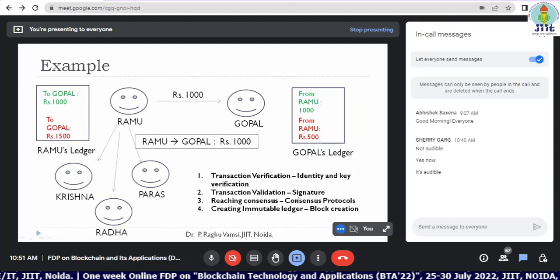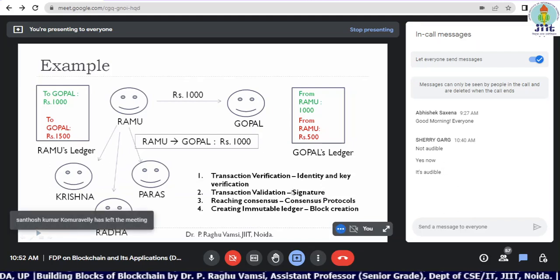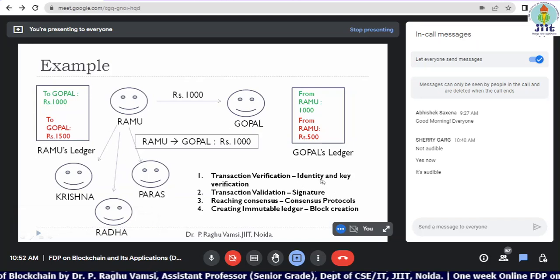Whenever the transaction is signed by the sender and sent to the verifiers like Krishna, Paras, and Radha, they may use the public key of the sender and verify whether Ramu has really initiated this transaction or not. This is what is called the digital signature concept. The reason is, to have the digital signature, we need to use public key cryptography. Symmetric key cryptography cannot be used for signature creation or verification. Signature creation and verification can be done only via public key cryptography. So this is called a digital signature.